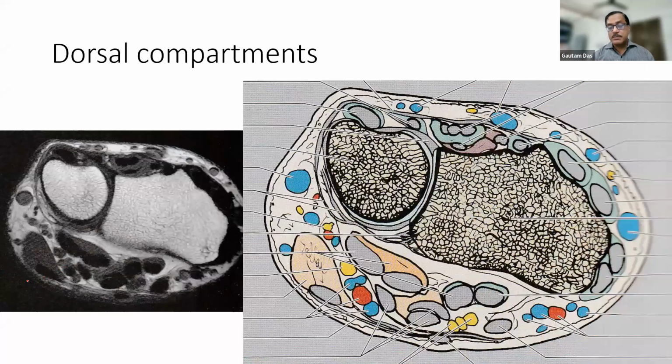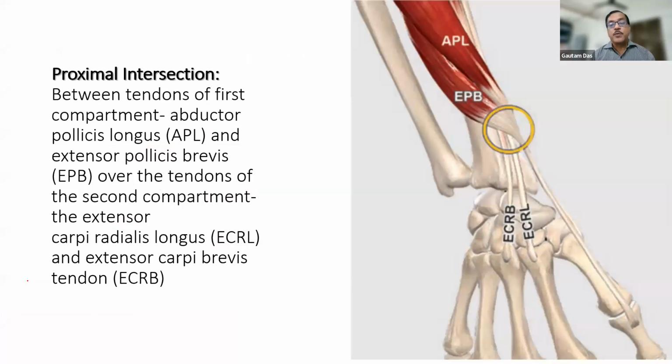So here is the schematic diagram of the same. Proximal intersection and distal intersection syndrome. This is also again a very important thing to remember. So if we are tracing, this was your Lister's tubercle. If we are tracing the 2nd compartment, extensor carpi radialis longus and brevis, then what will happen? The 1st compartment tendons, they are the deep muscles. So they will be crossing over it. And that is known as the proximal intersection area.